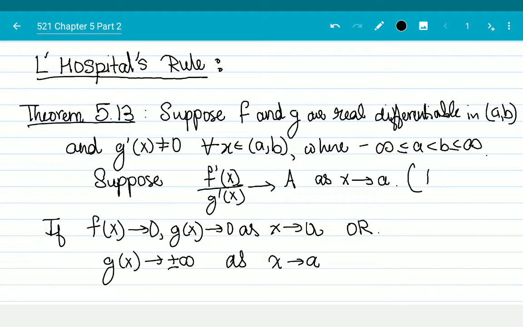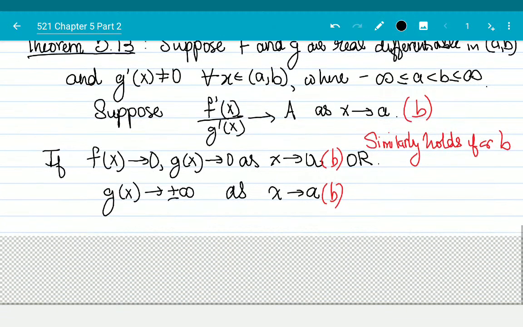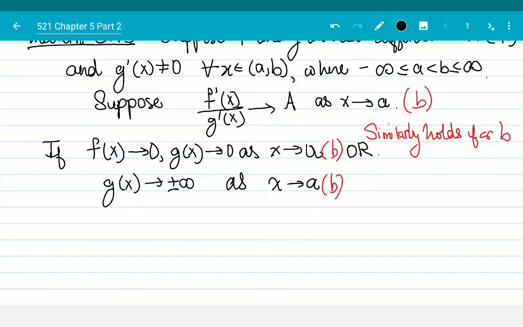All of these results hold for b. So I'm just going to write b here. Let me write it in a different color. It holds for b, similarly. Then the limit of f of x over g of x as x goes to a is also A.